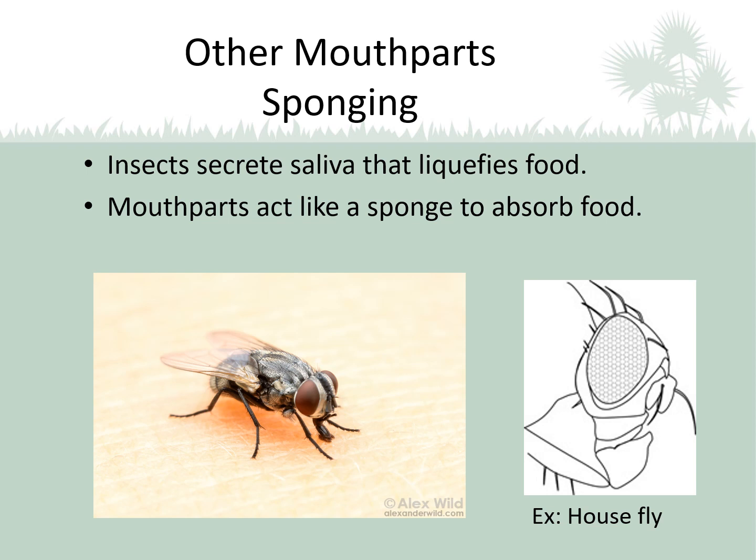And then there are sponging mouth parts, such as with the housefly. Here insects secrete saliva that liquefies food, and the mouth parts act like a sponge to absorb the food. If you see a housefly land somewhere, you notice that it'll put its mouth parts down, it'll touch the substrate periodically, and if there's something good for it, it'll stay in place for a period of time.